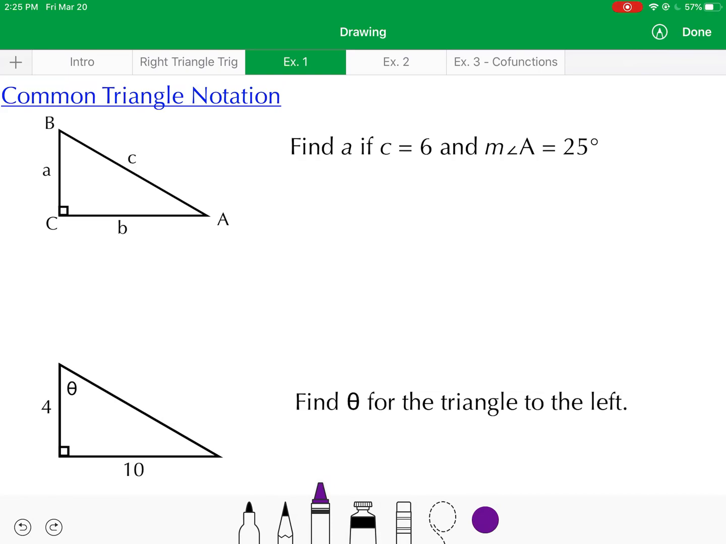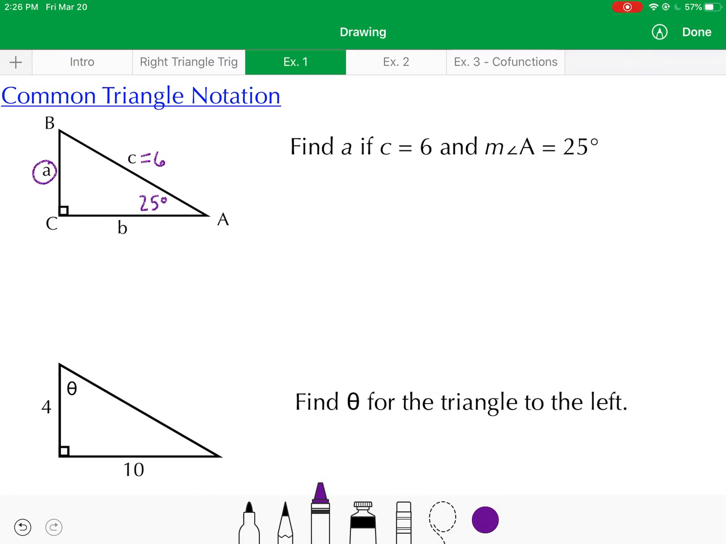All right, so we want to find the value of a, so the length of a here, if c is 6 units and the measure of angle A is 25 degrees. So again, we're being told this is 6 and right here is 25 degrees. Think about if we're trying to solve for the value of a, think about the givens and what trig ratio I can use here. This side length a is opposite 25 degrees, right? And then c is the hypotenuse.